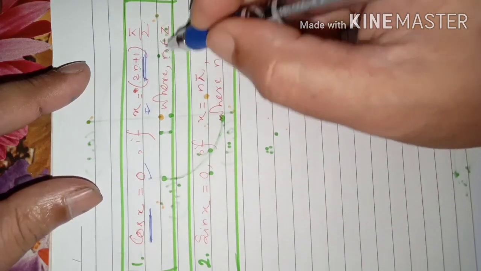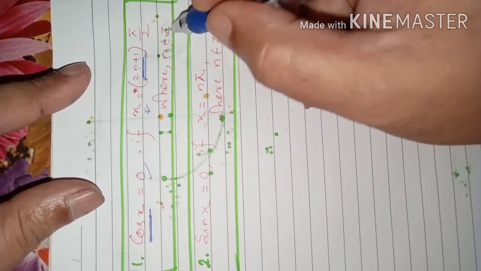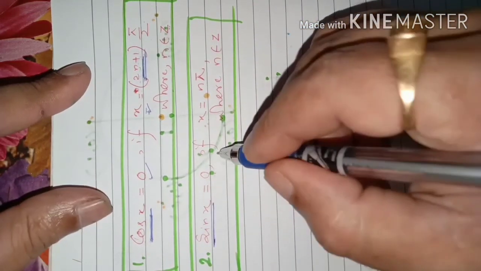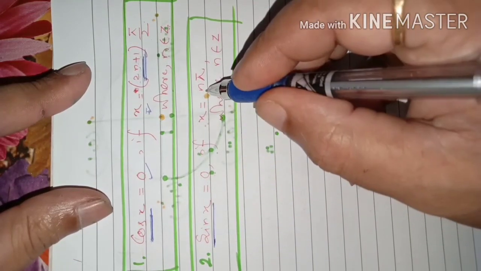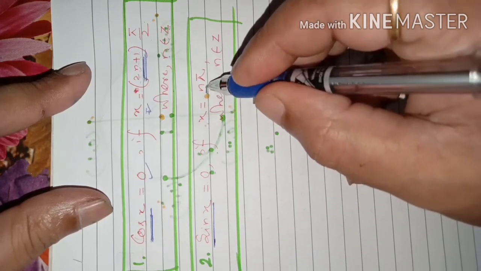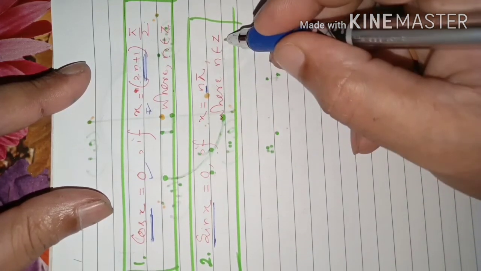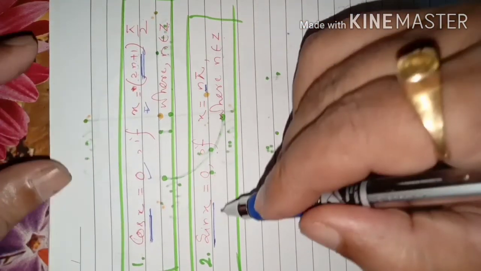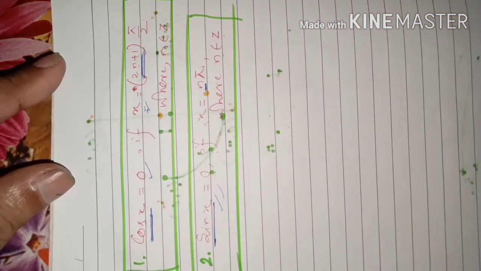Where n represents an integer, Z is the set of integers. Sin x is 0 if x is an integral multiple of pi, n is an integer, positive, negative or 0, whatever. So these are the 2 points that we have learned after this whole discussion.